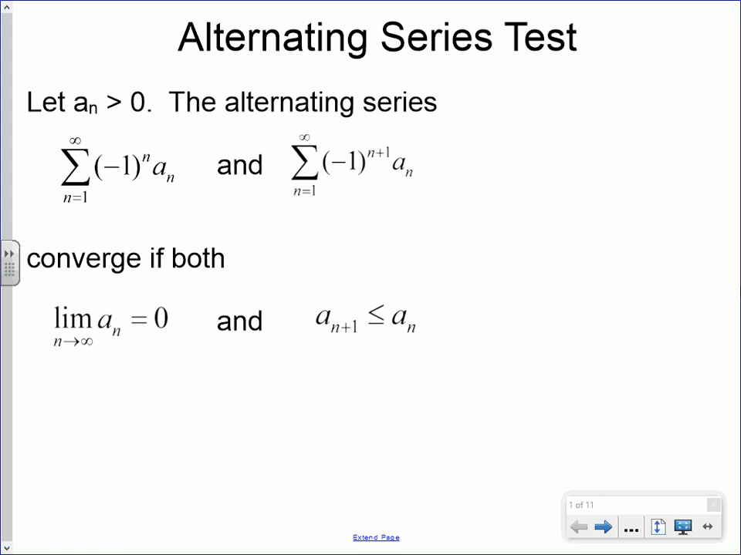Okay, so we recognize that it's alternating because of that -1 to an n, -1 to an n plus 1 power. And what this is saying is it's going to converge if both the limit of the sequence is 0, which we check for anyway, and what does that second part mean? Decreasing. And I think I taught you 3 different ways for you to test whether a sequence is decreasing. Do you remember? I said this will come back to help us.